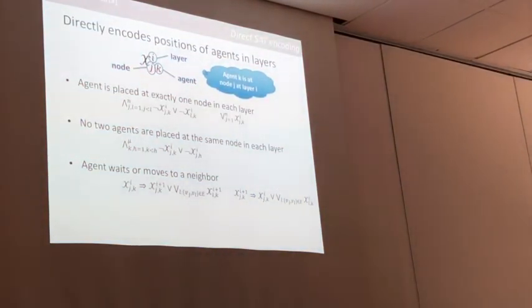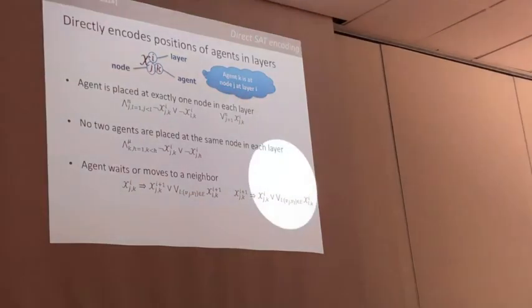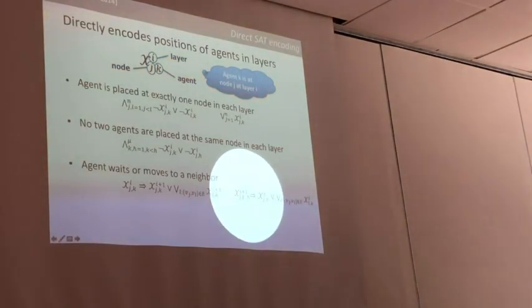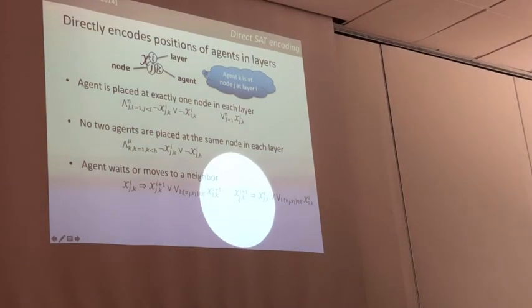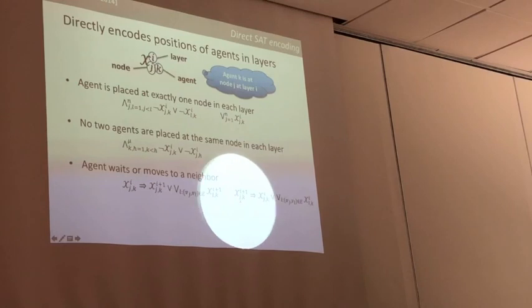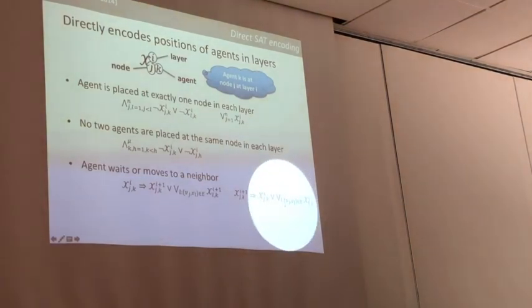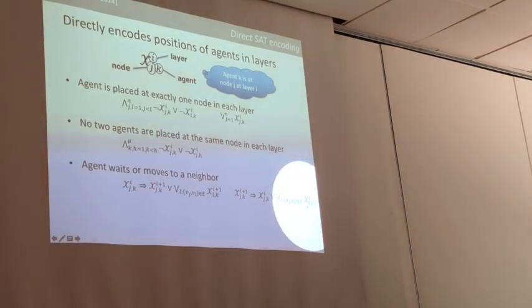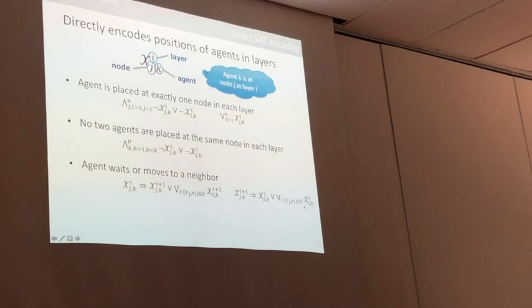Okay? And we also need to show it differently. If the agent is at some node, it must arrive there. So we say that if at layer I plus 1, the agent will be at node J, then it was at that node J before, or it was at some node L such that it can move between J and L. Okay? So we describe the constraint from both directions. The reason is that we don't want to split the agent or something like this, or merge the agent.